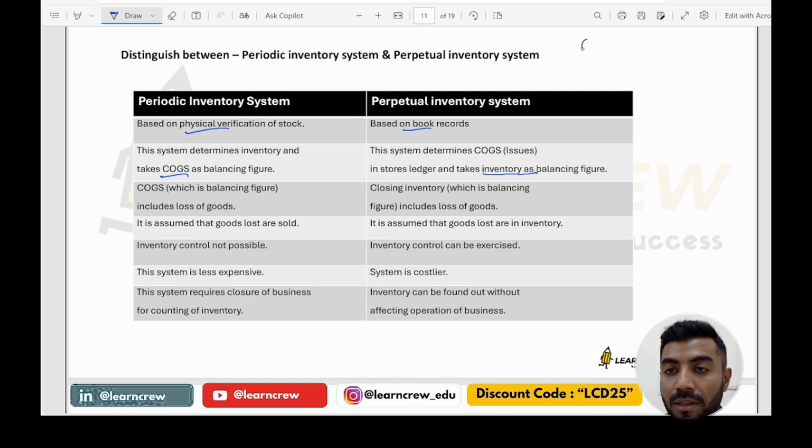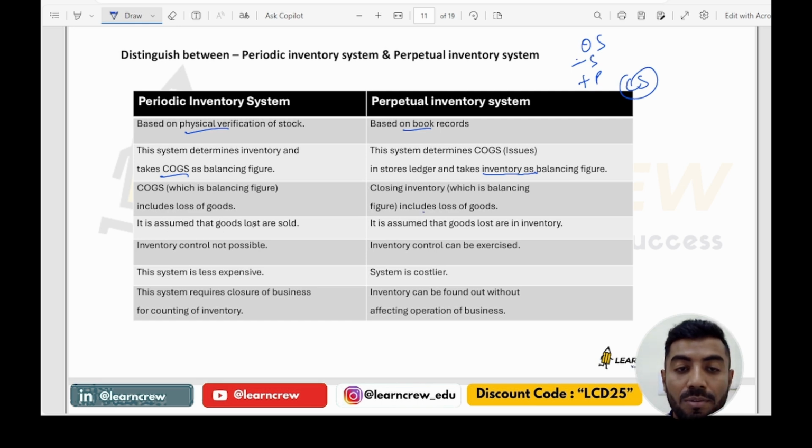Because here we have the opening stock, we reduce the sales and add the purchases, and the closing stock will be the balance figure. But in the other system we know the closing stock, so we need to find the COGS, which should be the balance figure. COGS, which is a balance figure, includes loss of goods.